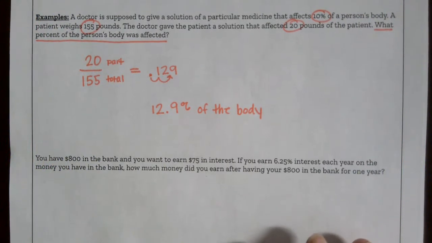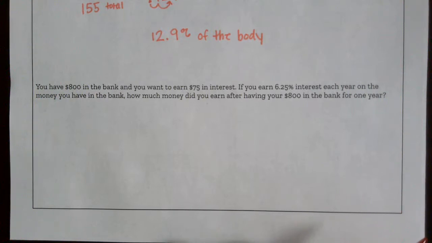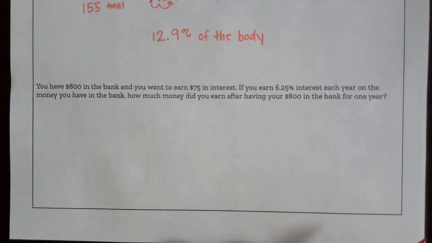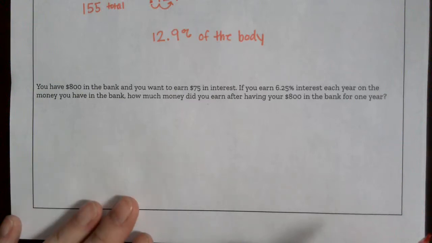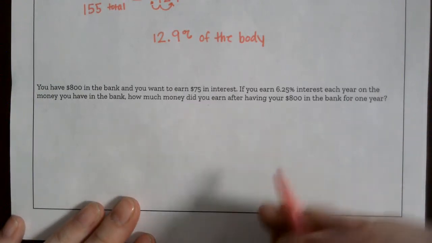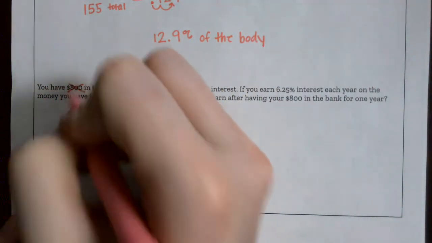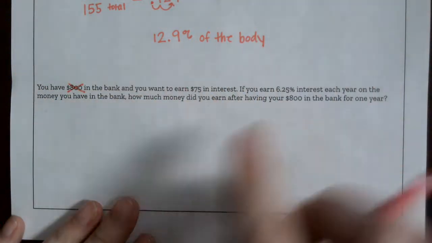Now let's look at this next type of problem. This next one, you have $800 in the bank and you want to earn $75 in interest. If you earn 6.25% interest each year, how much money did you earn after having your $800 in the bank for 1 year? Initially, I notice it says 800 twice. I don't need that, so I'm going to just cross out one of the 800s because it says it twice. I don't care.